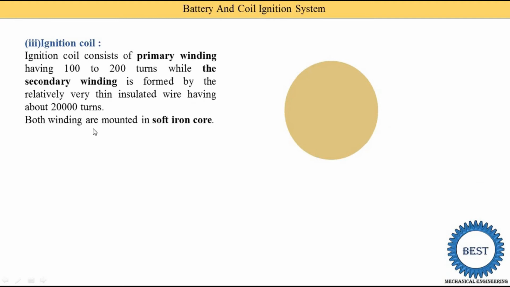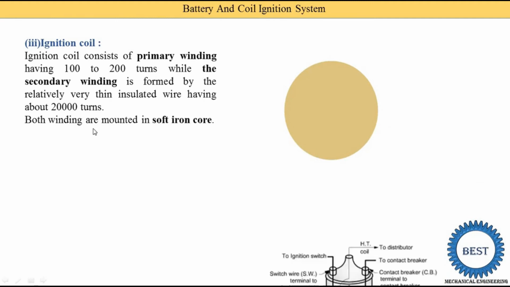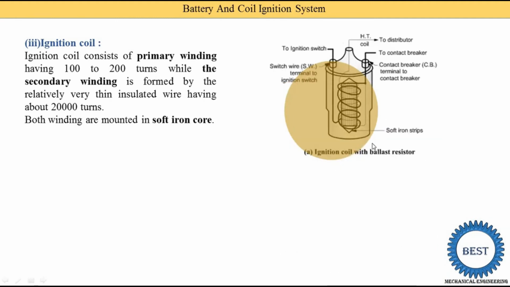Next, both the windings are mounted on a soft iron core. Let me show you another image. Here it is one soft iron core, and it looks like a pencil. On the same core, both the windings are wound. Inside, the light color is the primary winding, and the dark one is the secondary winding. Both the windings are mounted on a soft iron core.